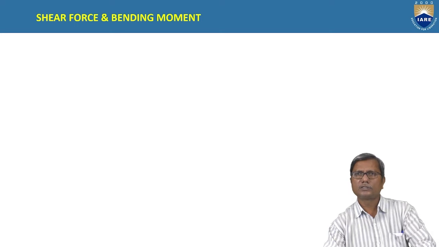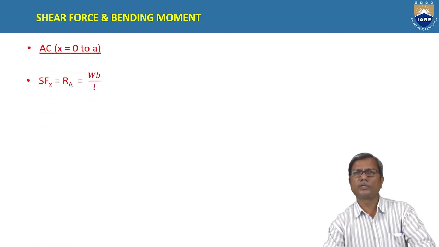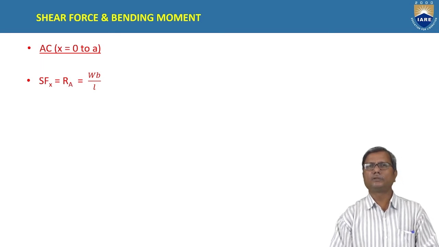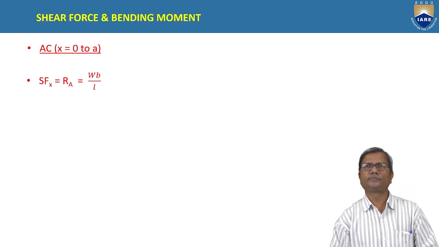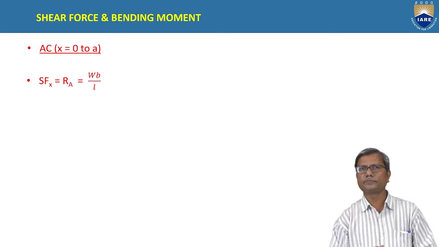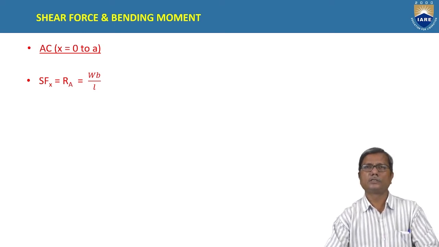Once you find the reactions, for every change of load we need to consider one new section. So we have to consider sections between AC and BC. We need to consider two sections here, and we will find out the shear force and bending moment at each section. Considering the portion AC, with the section X at a distance of small x from the left support A, this section is valid between the points A and C, and hence the limits for x will be from 0 to A.